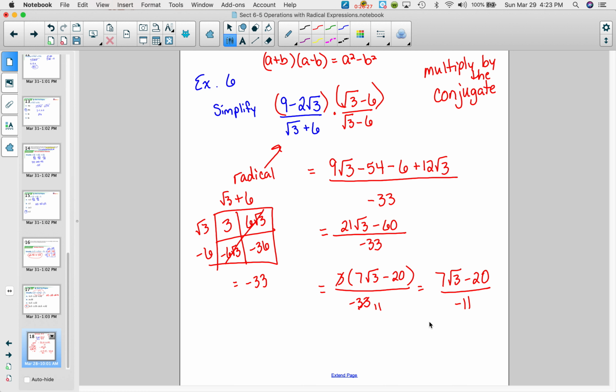So that's a little better. But it's a little awkward to have a negative in the denominator. So a lot of times what you'll see instead is multiply the top and the bottom by negative 1. So I'm not changing anything, I'm just multiplying by 1. So we would have negative 7 root 3 plus 20, because I'd have to distribute that, over a positive 11. And that's better. You could even put it as 20 minus 7 root 3.